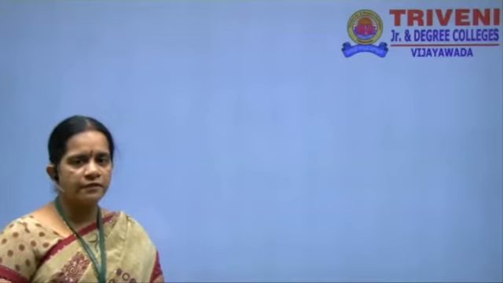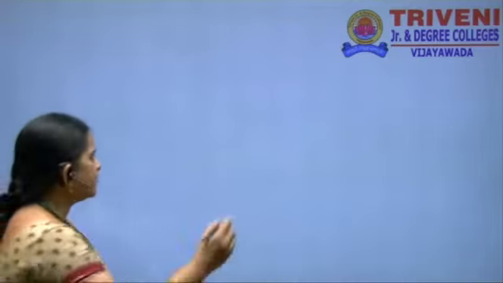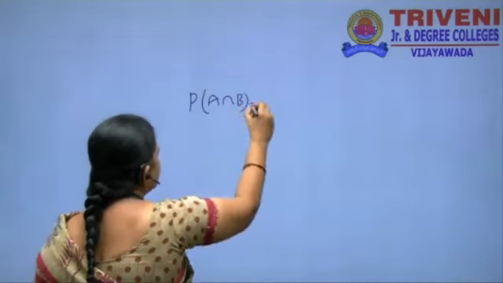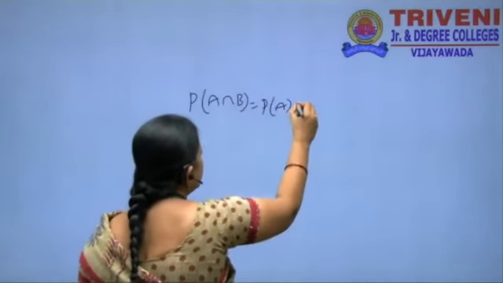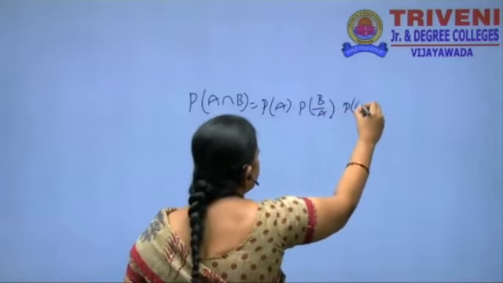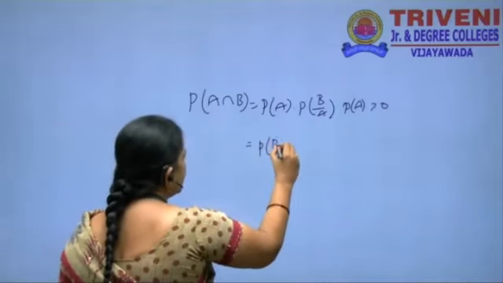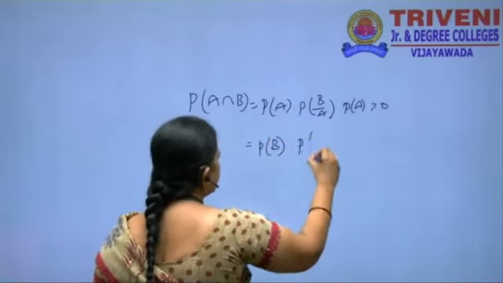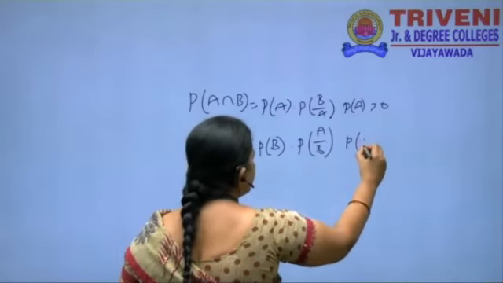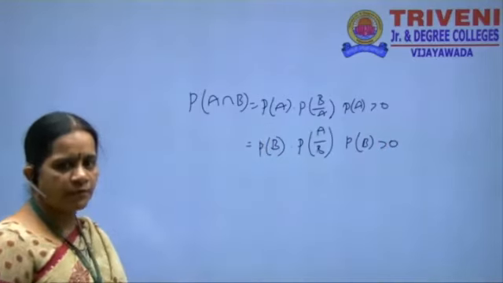Today also I am going to discuss some problems based on the multiplication theorem. The statement of the multiplication theorem is P(A ∩ B) = P(A) × P(B|A), where P(A) > 0, and similarly P(A ∩ B) = P(B) × P(A|B), where P(B) > 0. Using these formulas you have to do the problems today also.